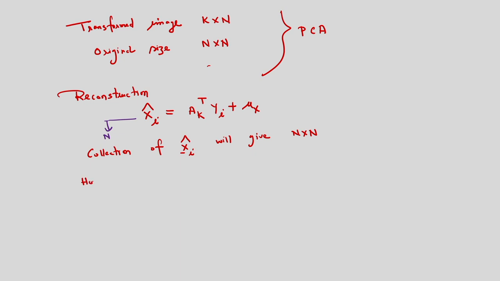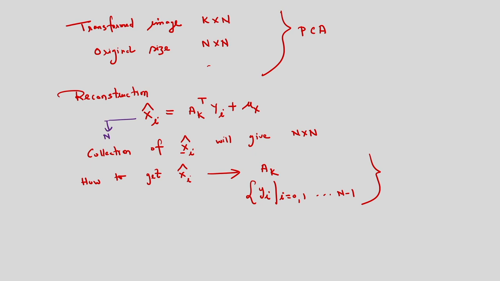Now let us see how to get xi hat, that is the reconstructed value of xi. For the reconstruction, what information do I need? I need AK, that is, we need to save AK. And also I need yi, where i is equal to 0, 1, up to n minus 1. These two pieces of information, AK and yi, I need to reconstruct xi.